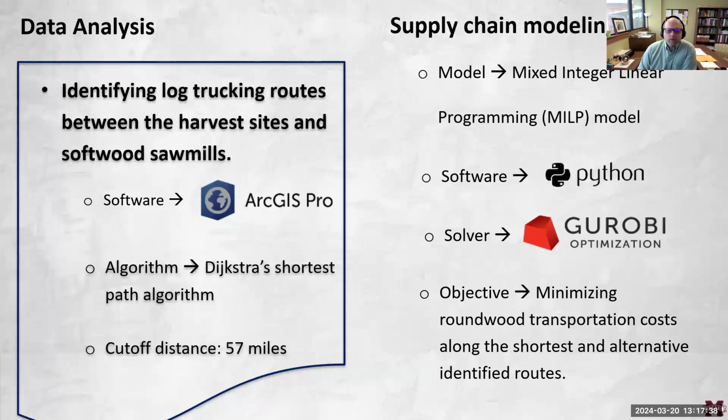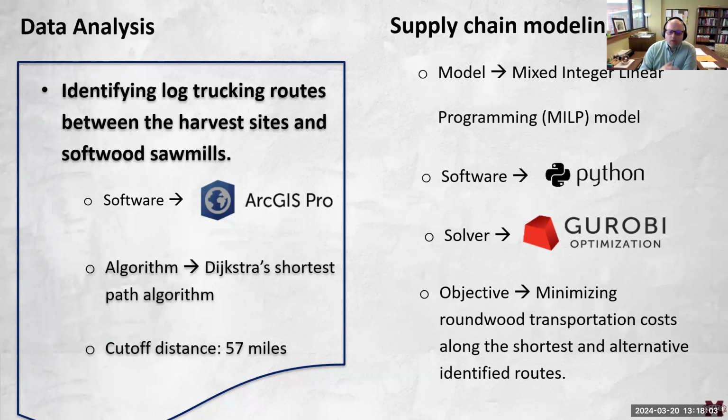And we had a cutoff distance of 57 miles. That was from Timber Mart South data that showed that's pretty much the critical limit for average loads to be hauled from harvest sites to mills. There are some that go further, of course. If spot prices skyrocket, loggers would travel further because the price at the mill is higher.